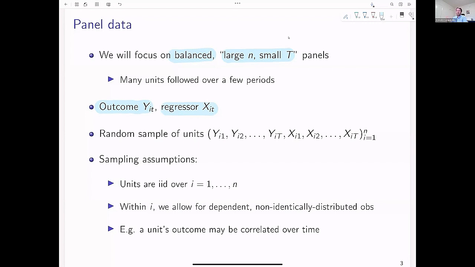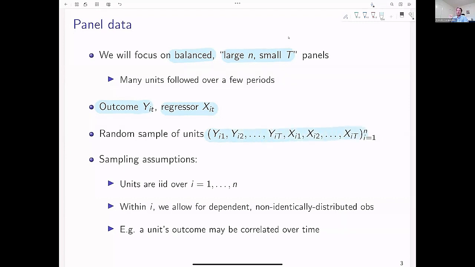So again, the value of x for unit i in period t. If you want, you can make this x a vector, okay? So maybe you have a bunch of different characteristics for this unit, not really a problem. And so we're going to draw random samples of units. And as we said, this is a balanced panel. So basically our data will look like this.